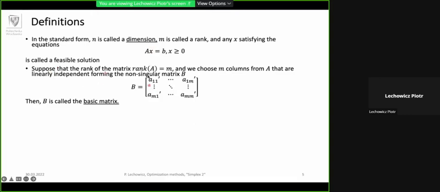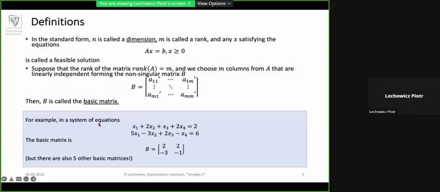any 2 vectors being linearly independent means that one vector cannot be expressed as another one multiplied by a certain constant, so they are not parallel. We choose such m columns that they form a non-singular matrix. A non-singular matrix is a matrix for which the determinant is different than 0. And we call such a matrix a basic matrix.